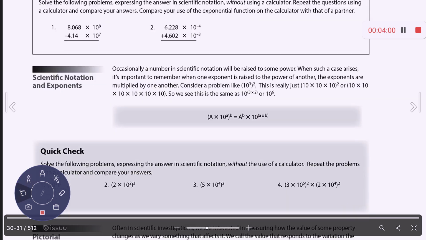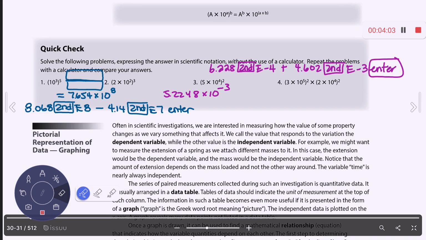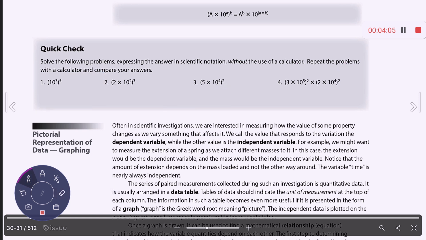Let's take a look at the quick check here. You know that if you've got 10 to the 3rd power raised to the 5, this would be 3 times 5, right? You would multiply the exponents together. So this would end up being 10 to the 15th. For number 2, since you have a number in scientific notation and you're cubing it, you have to distribute the 3 to the 2 and to the 10, right? So this would be 2 cubed times 10 to the 6th, because you'll multiply the 2 and the 3 together. 2 cubed is 2 times 2 times 2. 2 times 2 is 4, 4 times 2 is 8. So this would really be 8 times 10 to the 16th.